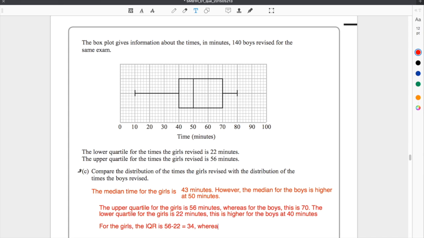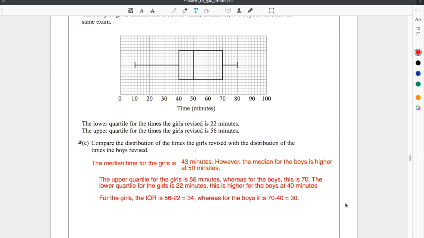Whereas for the boys, it is 70 subtract 40, which is 30. So the interquartile range for the girls is higher than the boys. You could write that out, but that should be fine.